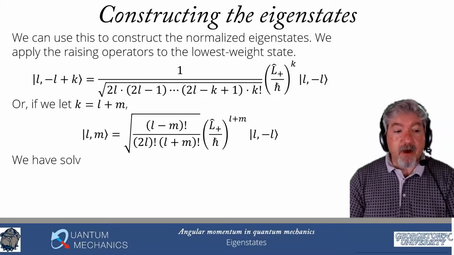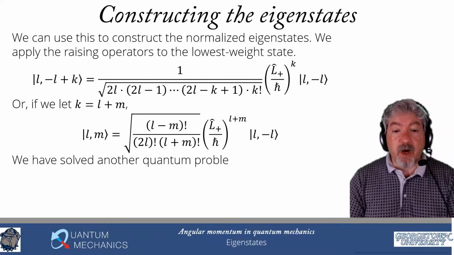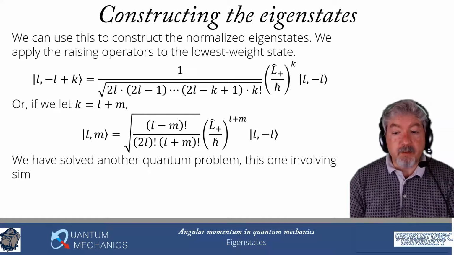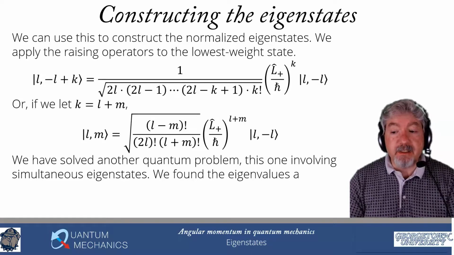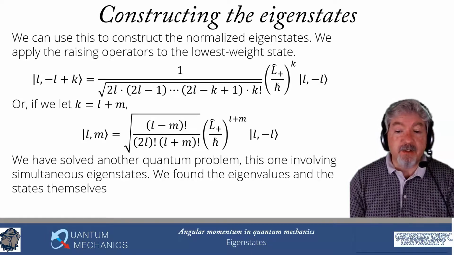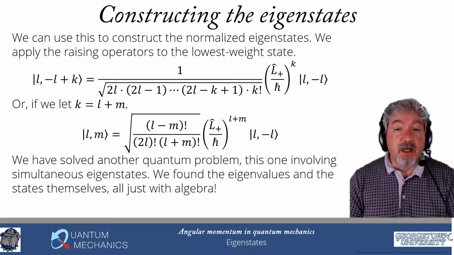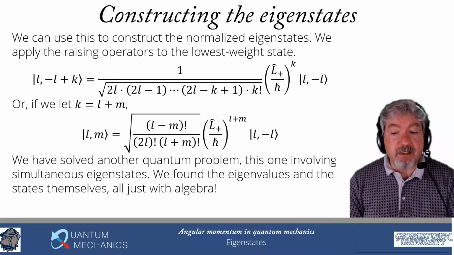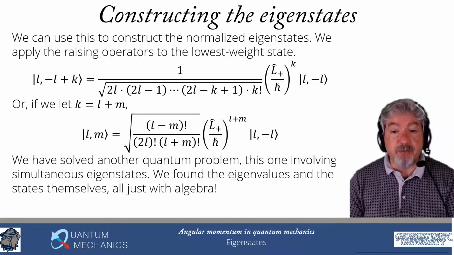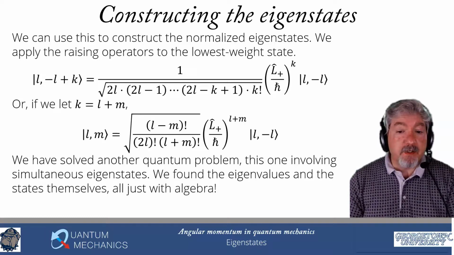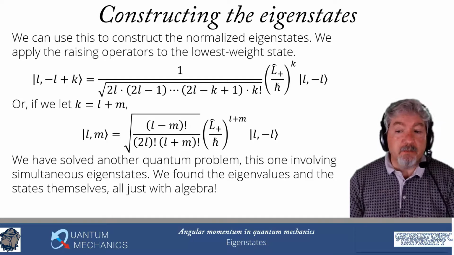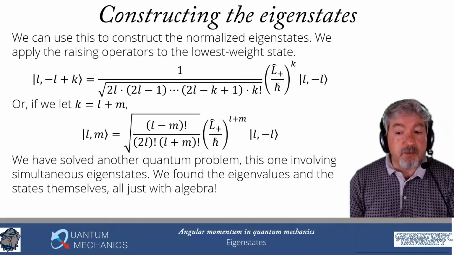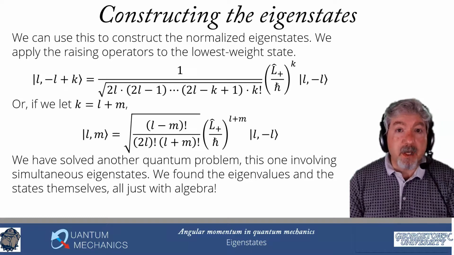So we have now solved another quantum problem. This one involved simultaneous eigenstates. So we simultaneously diagonalized both L squared and Lz. We found the eigenvalues and the states themselves, and we did this all just with algebra. And I hope that you're convinced that we really have a very powerful technique here. And as long as we can manage both the abstraction and the ability to work with this algebra, which you really will become much better with practice.